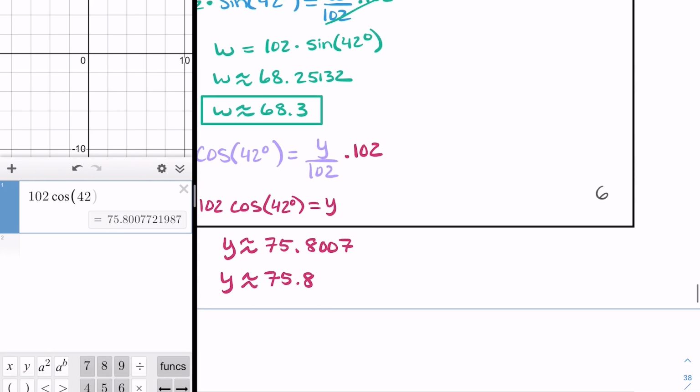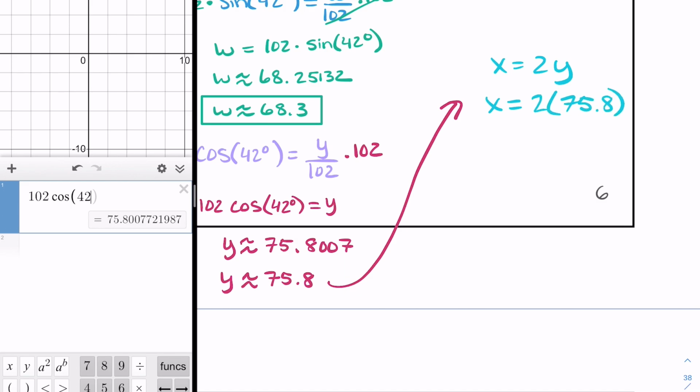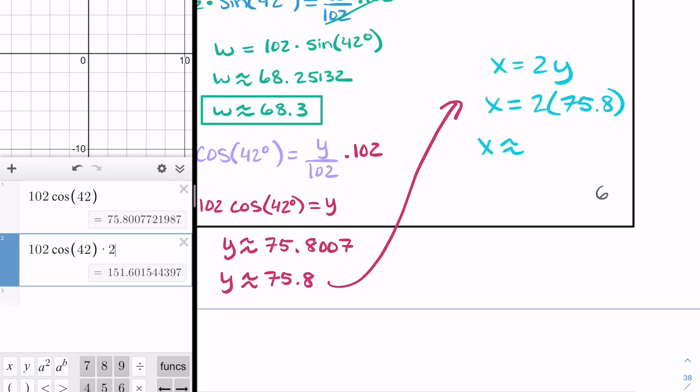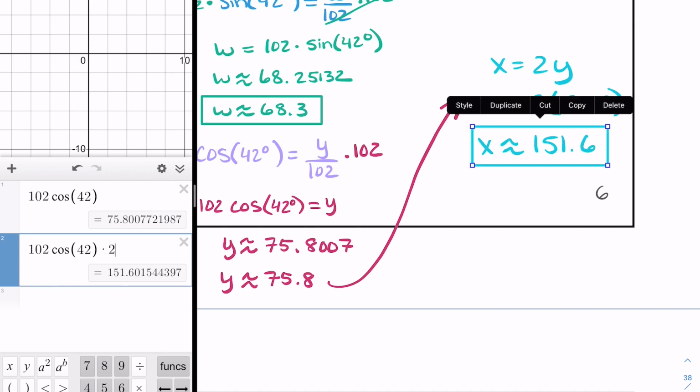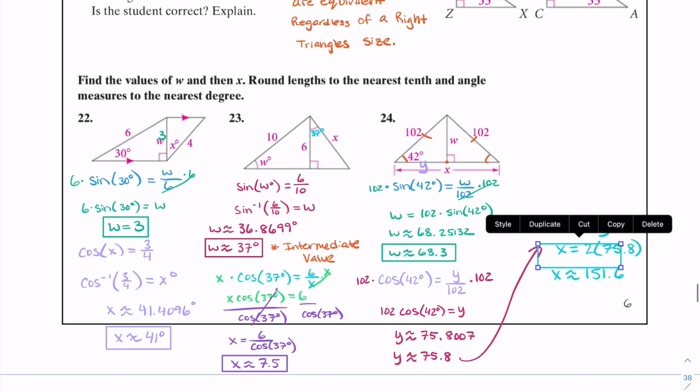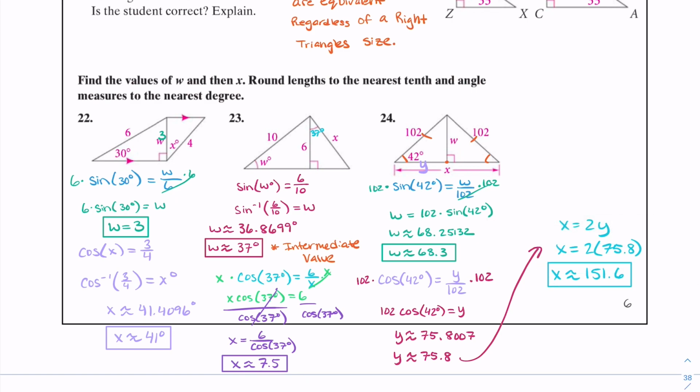But we're not interested in finding y, we're interested in finding x. So x equals 2 y's. So x equals 2 times 75.8. So I'm just going to multiply 102 cosine of 42 times 2. And I get 151.6. 151.6 approximately, rounded to the nearest tenth. And that's it.